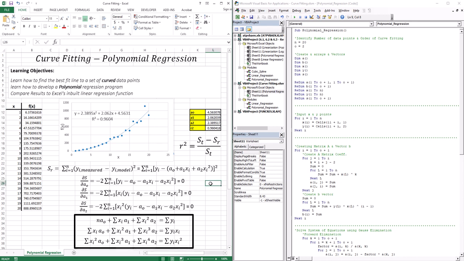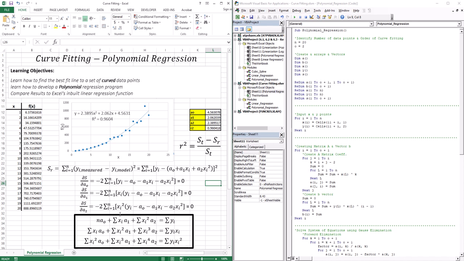So let's actually recap what we did in this lesson. We said that we don't always have points that follow a linear trend. What if they follow a curved trend? Not only that, what if they follow a polynomial trend? How do we fit a model to that? We do polynomial regression. We went through the theory of how this is done. We find the best fit terms by minimizing the sum of the squares of the residuals.